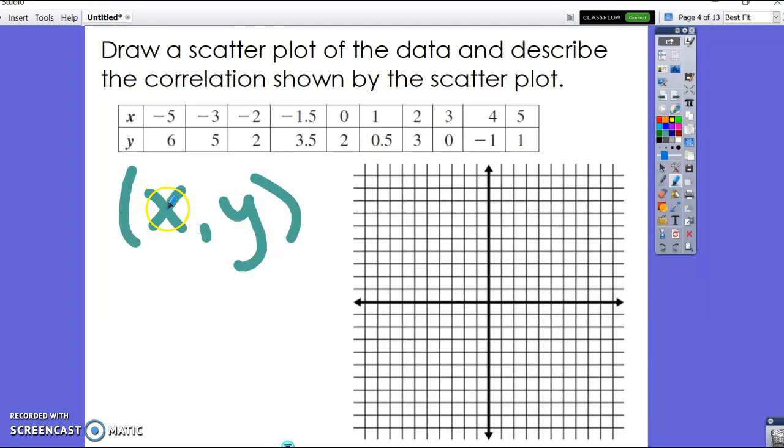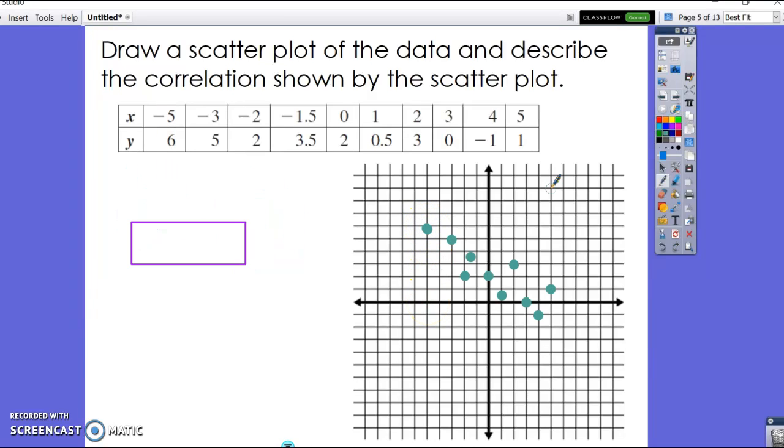Remember, for your ordered pairs, it's always x and then y. So if we wanted to graph this first point, negative 5, 6, we'd start at our origin. We'd go to the left 5 or negative 5 and then up 6. So here's what our scatter plot will look like when we finish graphing our data. So we want to be able to say, is this positive, negative, or no correlation?